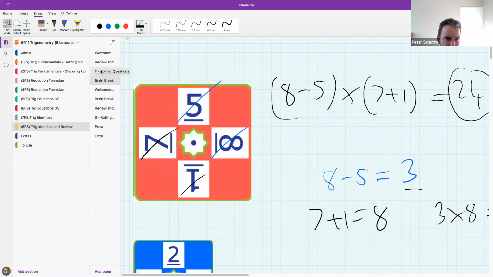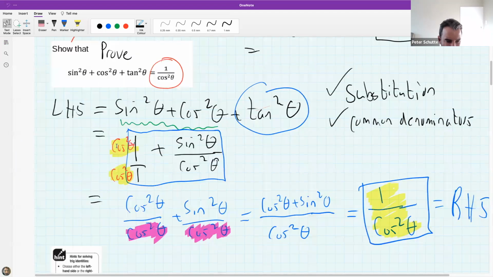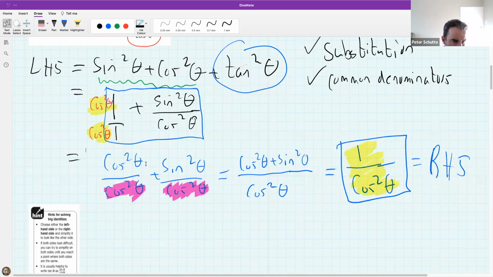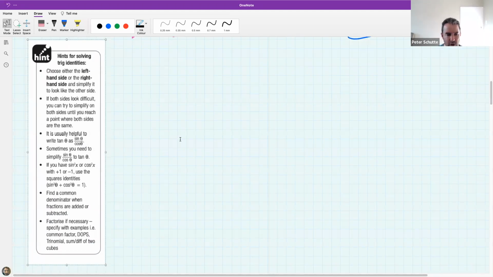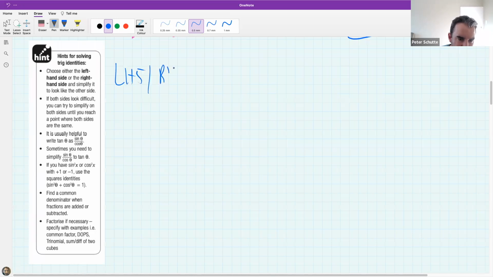But it is time to return to the topic of the day, which is trig identity questions. So here are some tips that you can think about. We're not going to go through them in super detail, but I'll paraphrase them for you. Basically, you choose either the left-hand side or the right-hand side to work with. If both sides look difficult, work with both. So normally you would choose one of them and make it look like the other, or you can work with each of them separately and try to make them equal to each other.